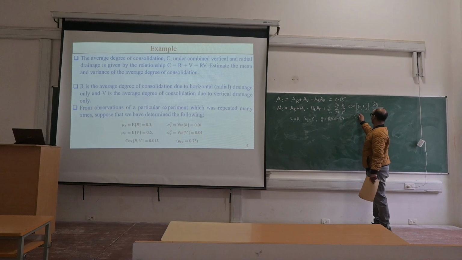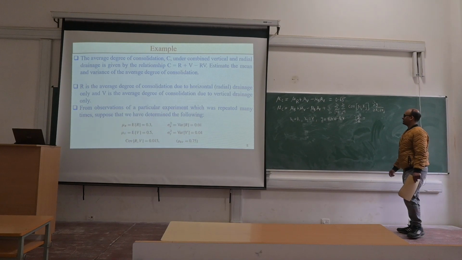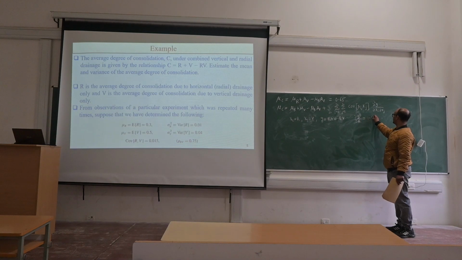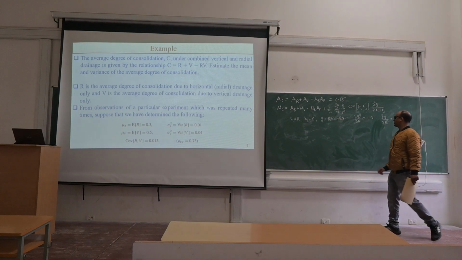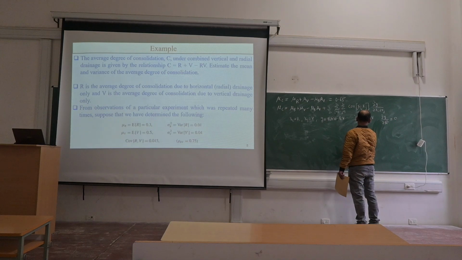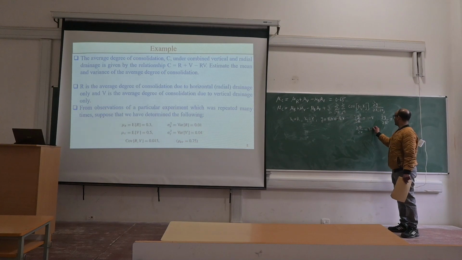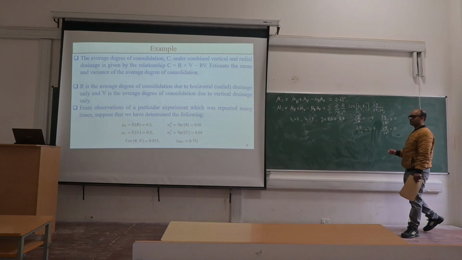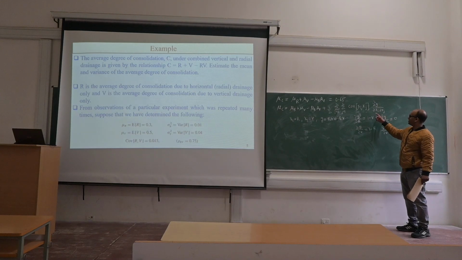So what is del G by del R? Del G by del R is 1 minus V. What is del square G by del R square? 0. What is del G by del V? 1 minus R. What is del square G by del V square? 0, right?